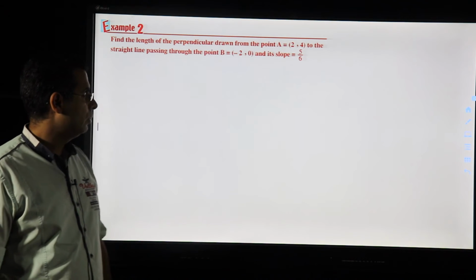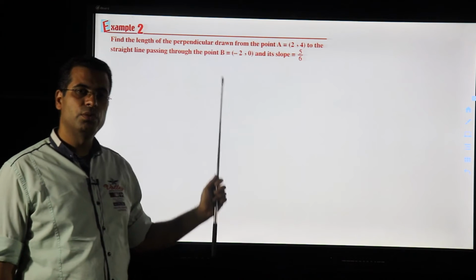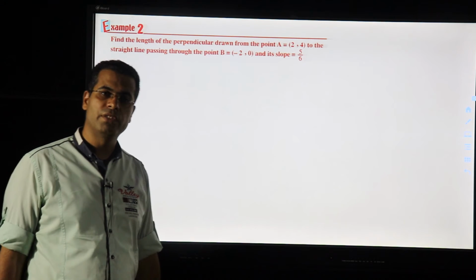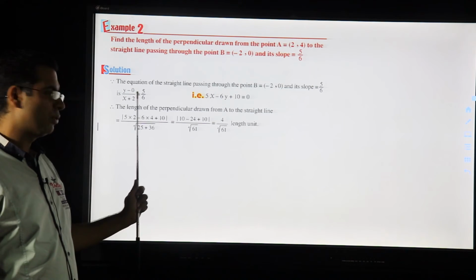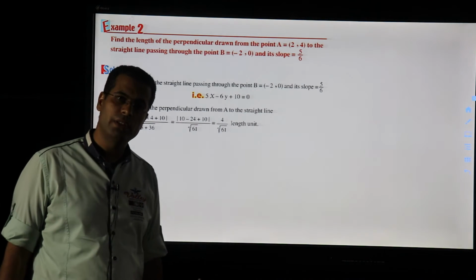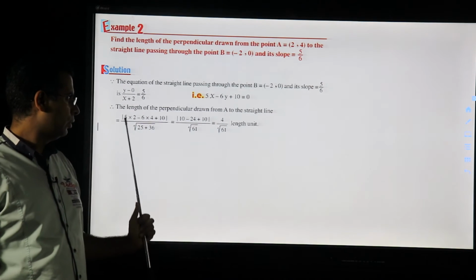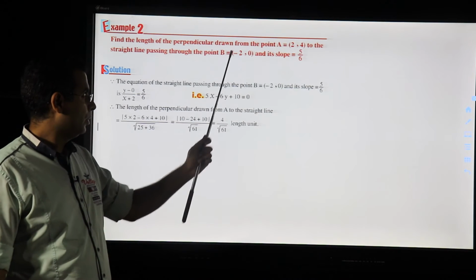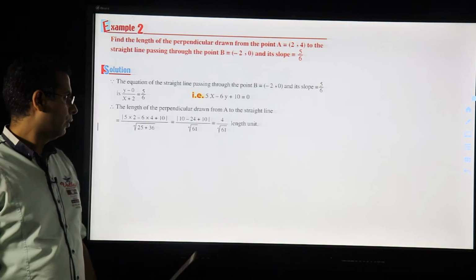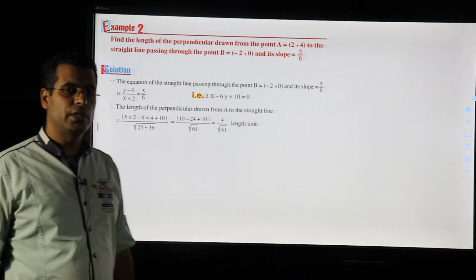Another example: find the length of the perpendicular drawn from the point A (4, 2) to the straight line passing through the point (-2, 0) with slope 5/6. Here it's easy: if they give me the point and the slope, in the same way we can get the Cartesian form: (y - y1)/(x - x1) = slope, and we reach 5x - 6y + 10 = 0. We do the same thing: square root of 5 power 2 plus 6 power 2 in the denominator. On top we do the substitution: put 2 instead of x, and put 4 instead of y. Therefore 5 times 2 minus 6 times 4 plus 10 to get 4 over square root 61.